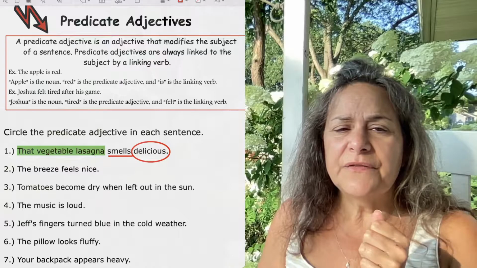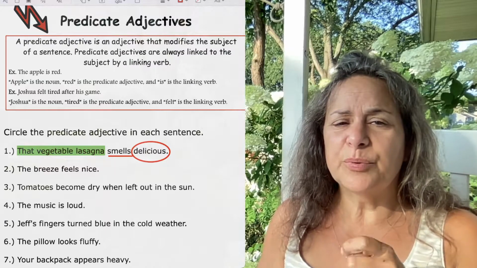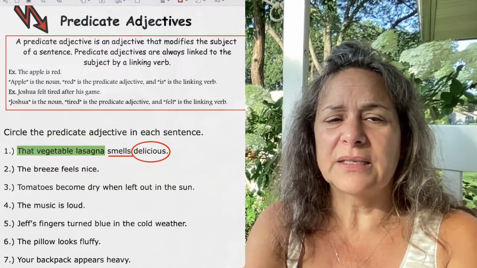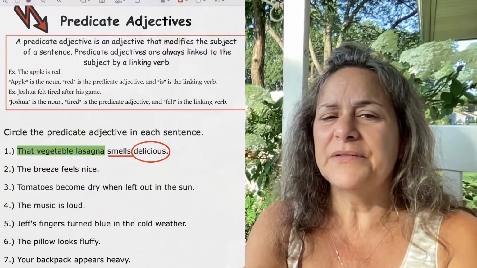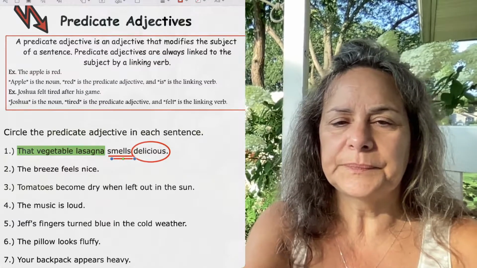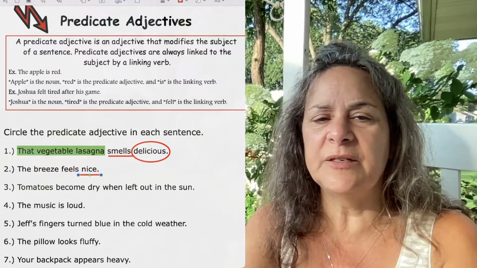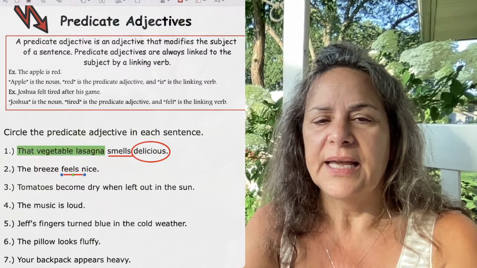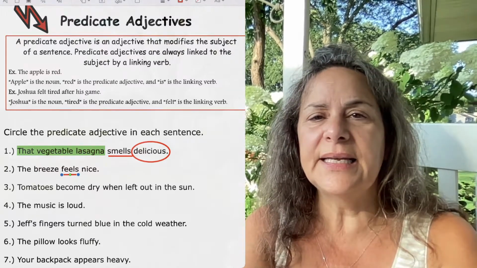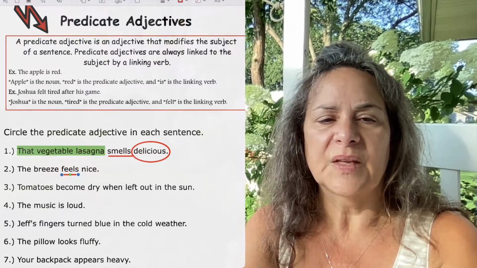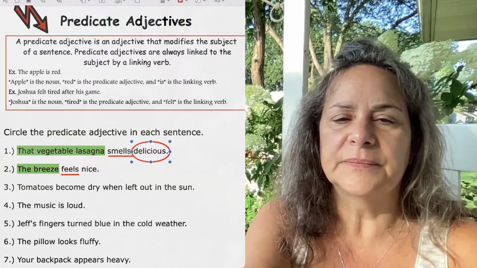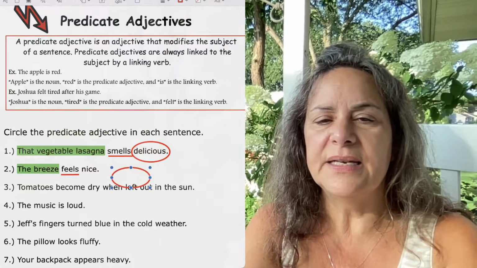The breeze feels nice. We've got our complete subject. Well, let's identify the verb first. Where's the verb? The verb is the linking verb feels, right? It's linking what? It's linking the breeze with how does it feel? It feels nice.